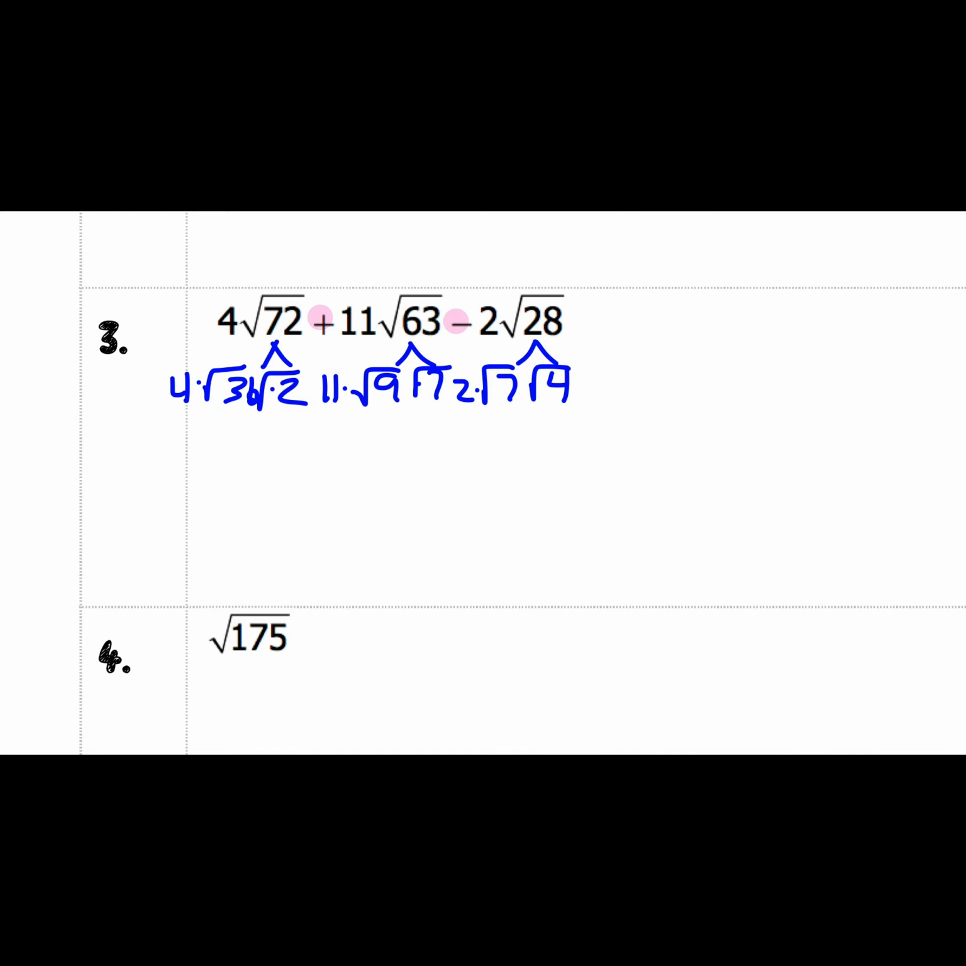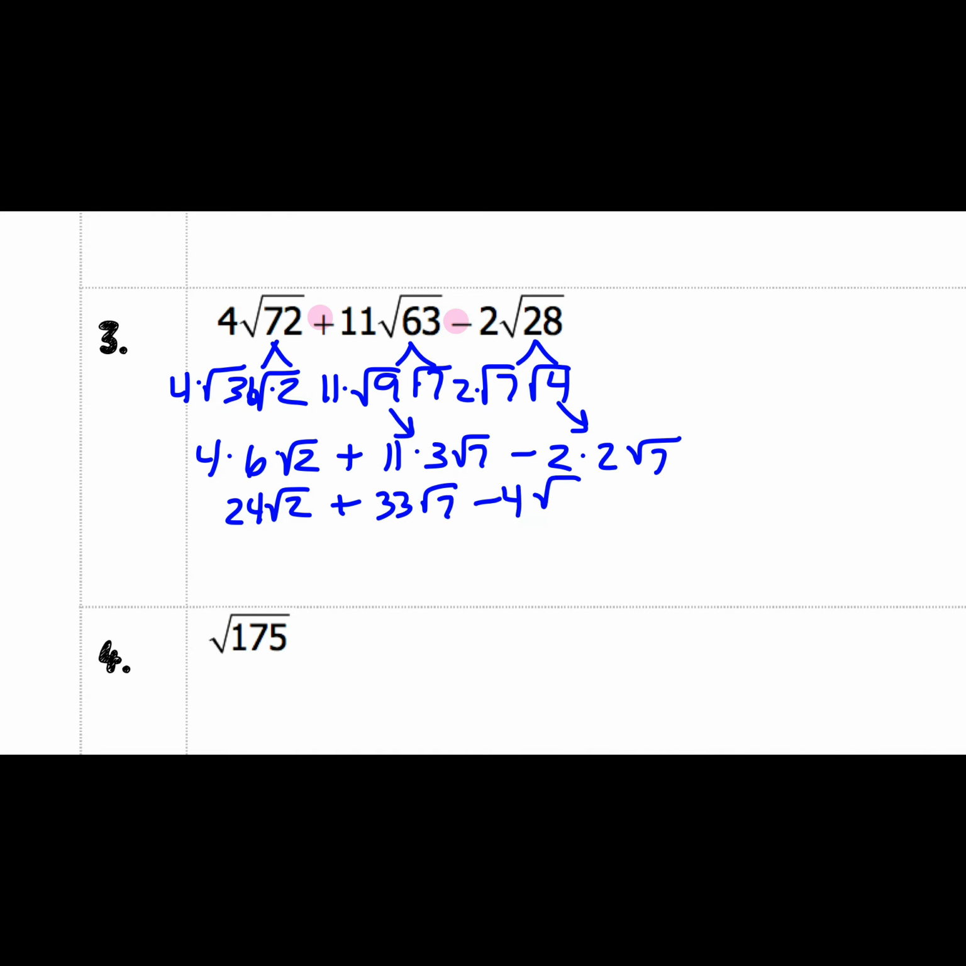So here I have 4 times the square root of 36 times the square root of 2. We know the square root of 36 is 6, so I write 4 times 6 times the square root of 2 plus 11 times 3, because the square root of 9 is 3, square root of 7, minus 2 times 2, because the square root of 4 is 2, square root of 7. And so I end up with 24 square root of 2 plus 33 square root of 7 minus 4 square root of 7. So now I combine terms that are alike.